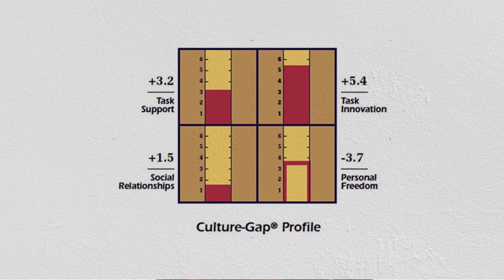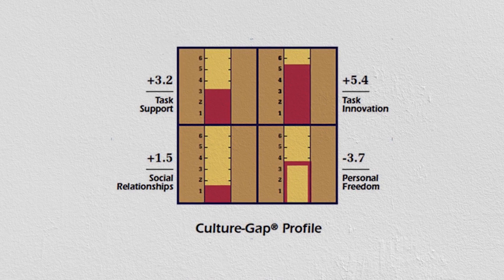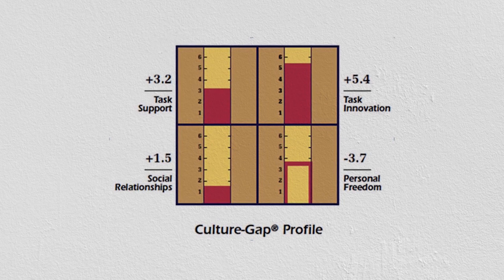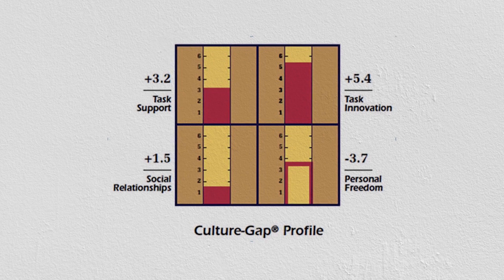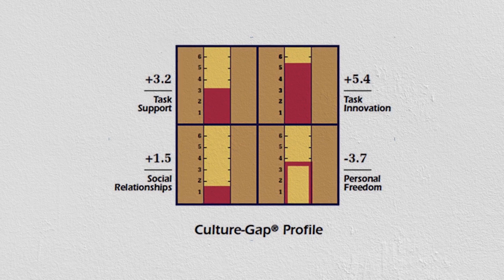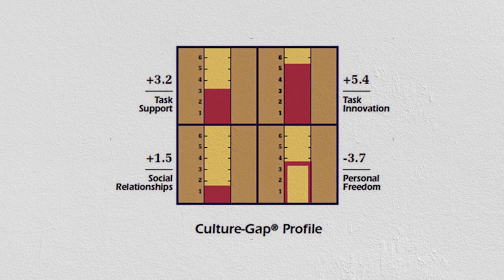With these 2 dimensions, the actual operating norms and also the ideal norms are assessed, in 4 different areas: task support, the short-term technical norms; task innovation, the long-term technical norms; social relationships, the short-term human orientation norms; and personal freedom, the long-term human orientation norms. This is also a self-report questionnaire, like the Organizational Culture Inventory.